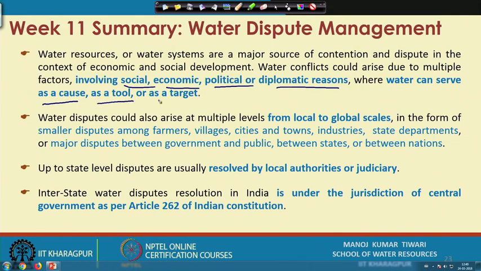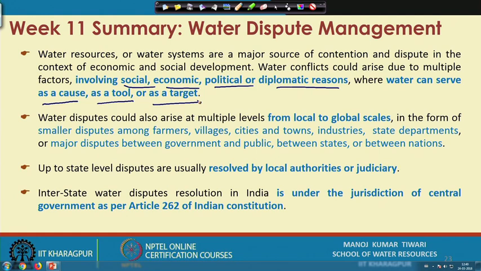In such cases, disputes become much more complicated as well, and under such disputes water can serve as a cause for the dispute, or as a tool, or as a target. As was discussed during week 11, military or terrorist activities can target water, or can use water services as a tool to attack.